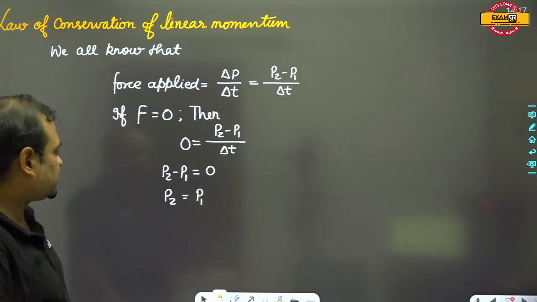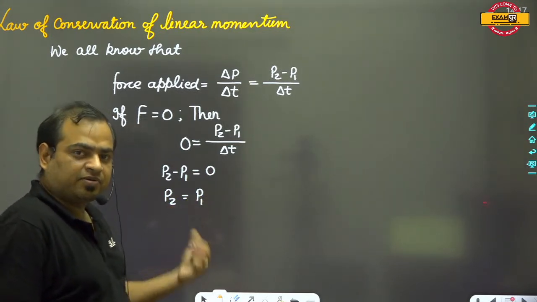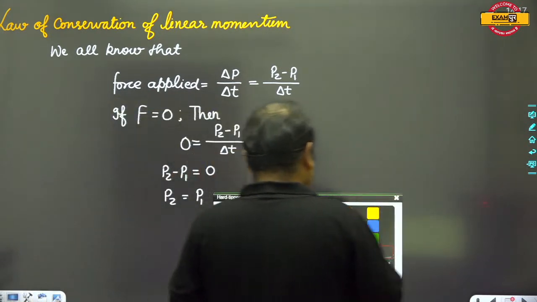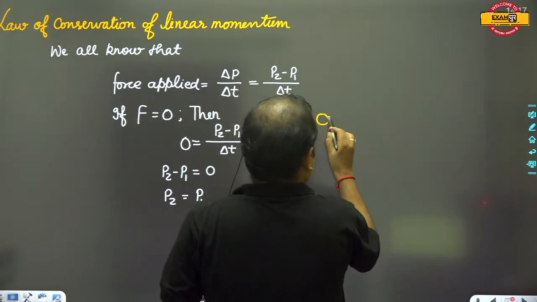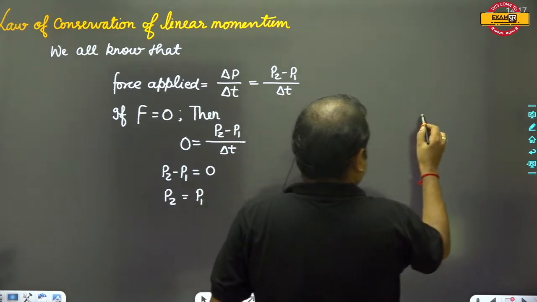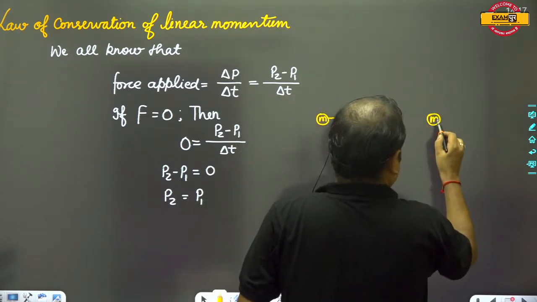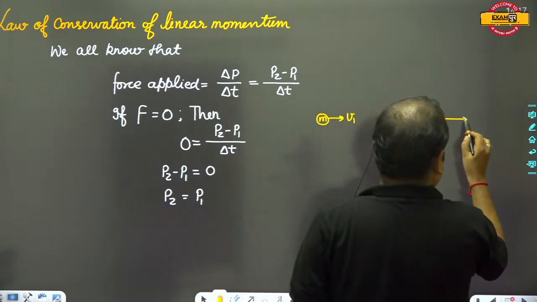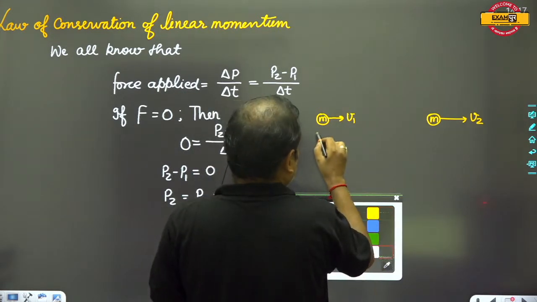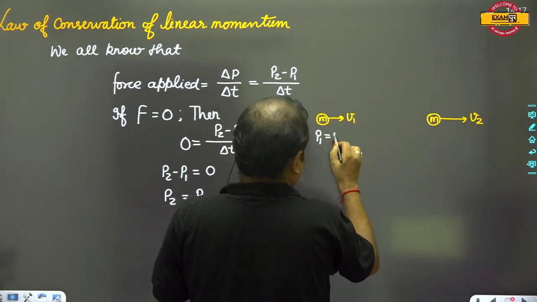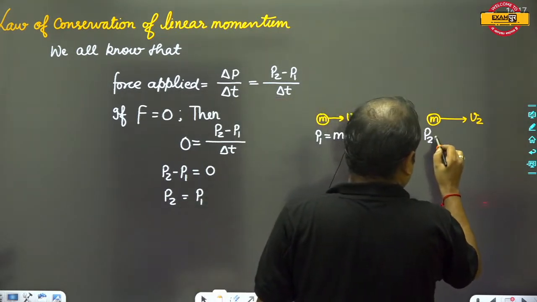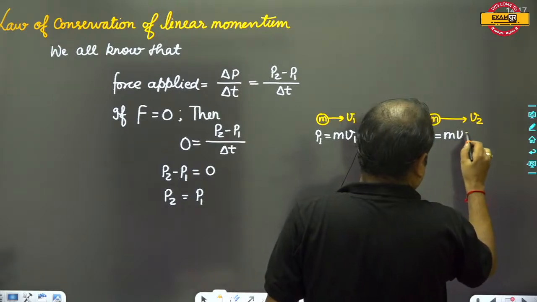Actually here p2 is the final linear momentum of the body and p1 is the initial linear momentum of the body. Suppose this body is moving with velocity v1 and the mass is m. Suppose that after some time the mass of the body remains constant but the velocity changes and becomes v2. So the initial linear momentum of the body will be p1 equal to m into v1, and the final linear momentum will be equal to m into v2.